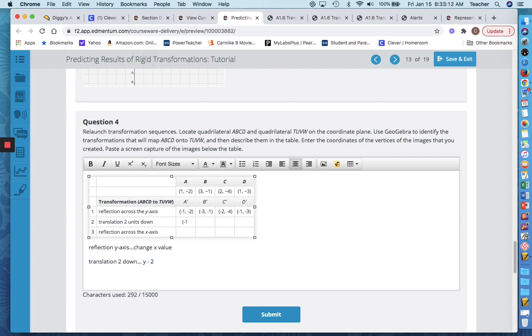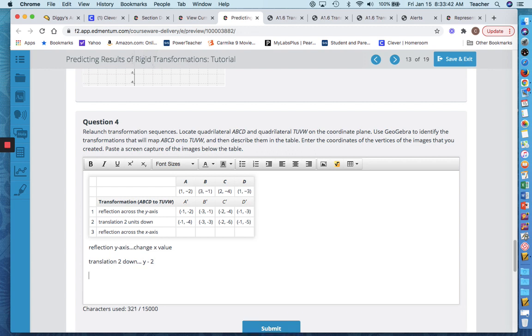So -1 stays the same. -2 minus 2 is a -4. -3 stays the same. -1 minus 2 is a -3. -2 stays the same. -4 minus 2 is a -6. -1 stays the same. -3 minus 2 is a -5.